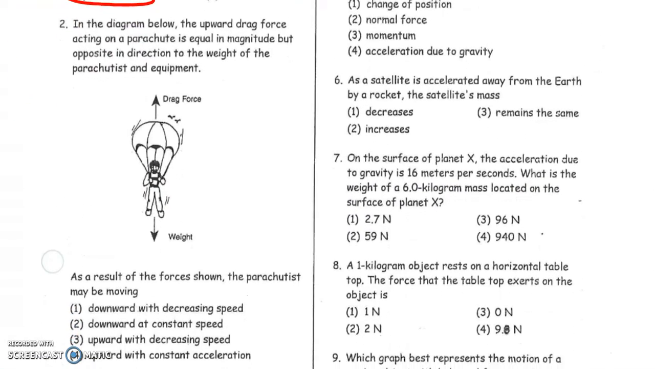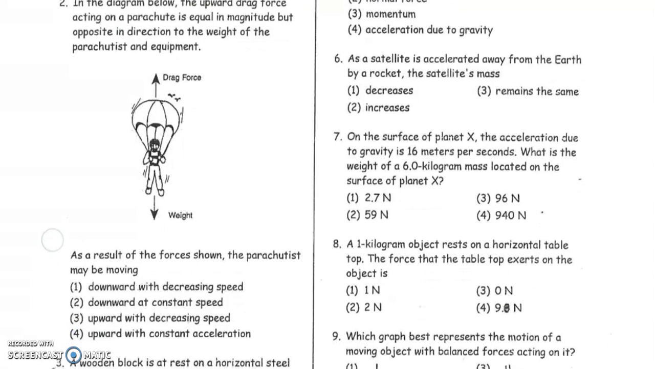All right, the next one we're looking at, we know that there's some drag force as a result of the forces shown, the parachutist may be. So what I know is that the drag force acting on the parachute is equal in magnitude but opposite in direction. So what I know is that they're moving at a constant speed, okay, and that gets rid of all of them but 2. And also, if I wanted to say, well, are they moving up or down, you can consider that the parachute wouldn't arrange itself like that if they were moving up.